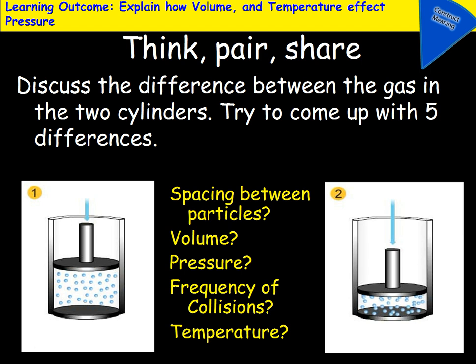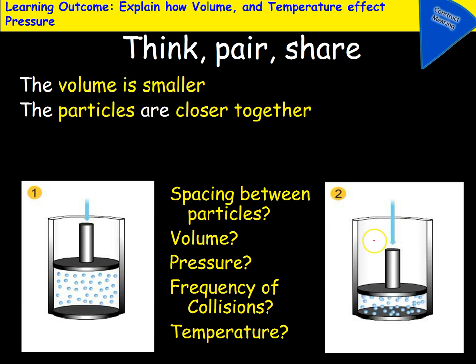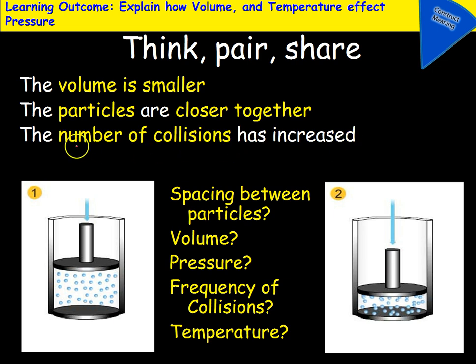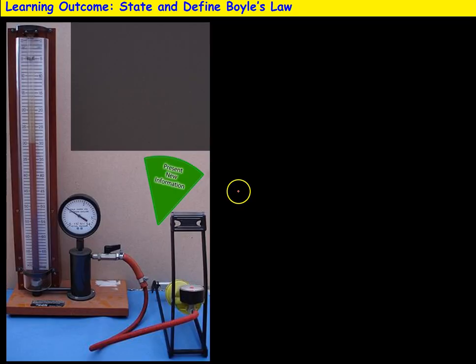So if you've had a thought of that, what you should have worked out is that firstly, the volume is smaller here. Okay, the gas is spread into a much larger volume there. So as we decrease the volume, the particles come closer together, we have an increased number of collisions, and that is what causes the pressure to increase. This is analogous to the frequency of collisions that we talked about on the previous slide.